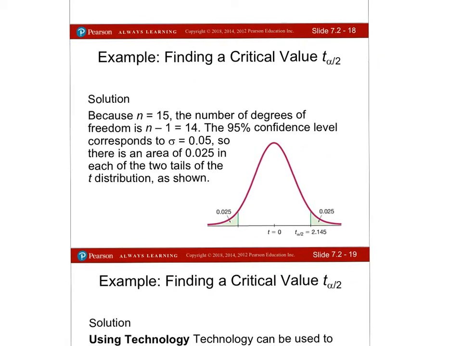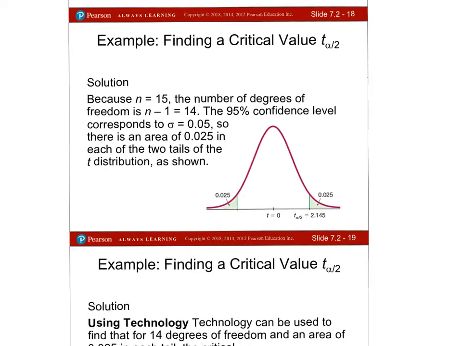Okay, so here we go. Because n equals 15, the number of degrees of freedom is 14. And you can see here the work they've done. The amount of area in one tail is 0.025, just like we saw, and so t equals 2.145.